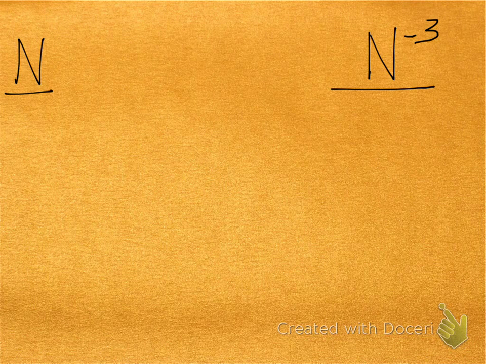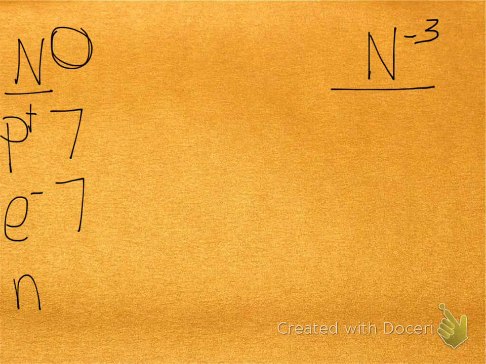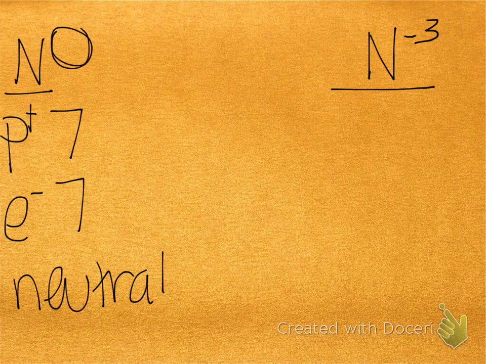So here is one that I want you to go ahead and do on your own. So get it copied down, pause it, and then once you are finished, start it back up, and then we will go over the answer. All right, for nitrogen, looking at that periodic table, atomic number 7. Since it is neutral, there is no charge up here. Your electrons are also 7, so this is once again neutral.